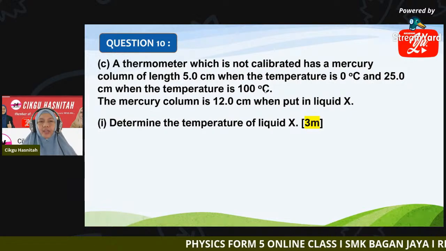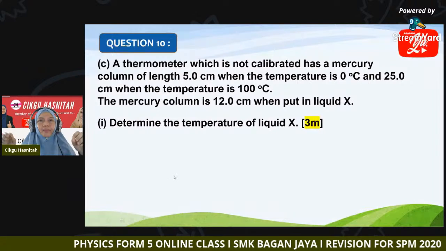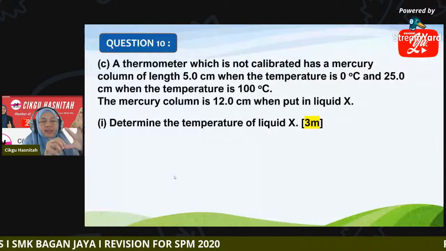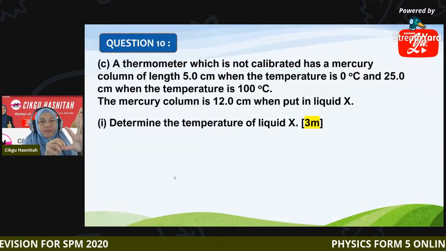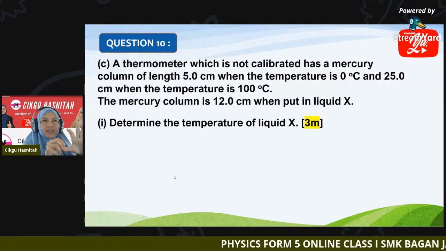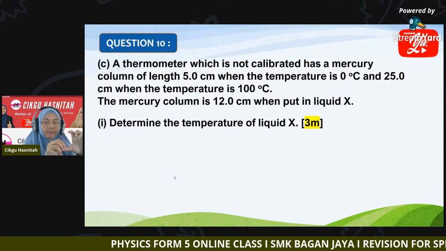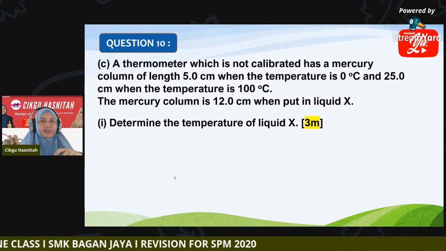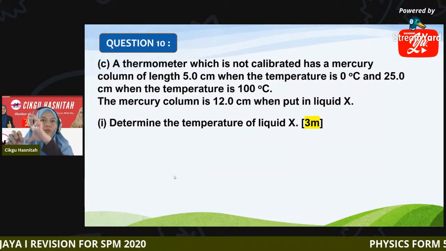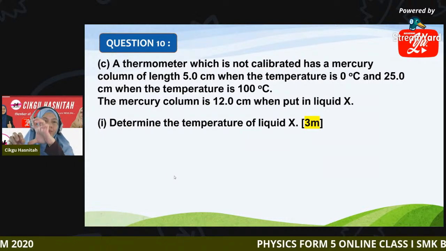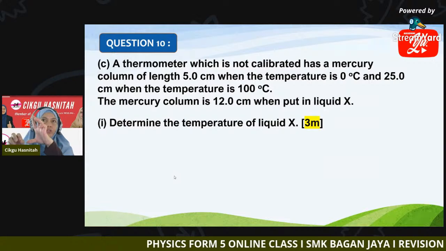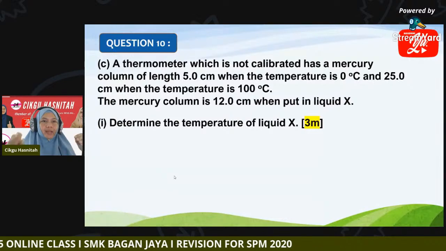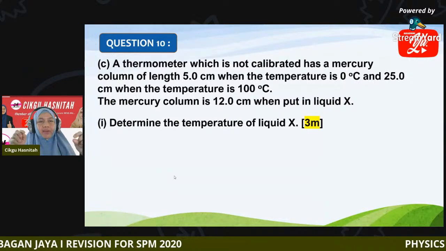Okay, so this uncalibrated thermometer, we immerse in an ice cube of 0 degrees Celsius. The length of the mercury column is 5 centimeter. So actually, this is the low fixed point of the thermometer. Then we immerse it into steam, 100 degrees Celsius. So the reading expands to 25 centimeter. The length of the column is now 25 centimeter. So this is called the high fixed point. So we have low fixed point, L0, and high fixed point, L100.